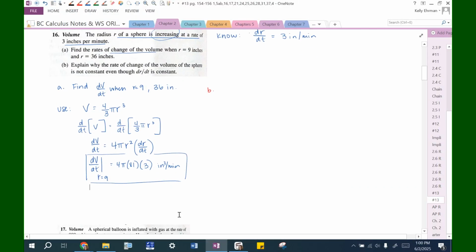And then we're also supposed to find this for 36 inches. So dV/dt when r equals 36 is equal to 4 pi times 36 squared. I'm not going to figure out what that is, times 3. And that again would be cubic inches per minute.